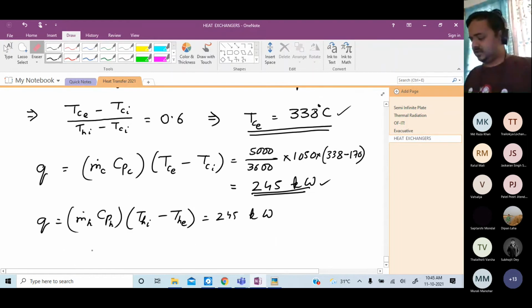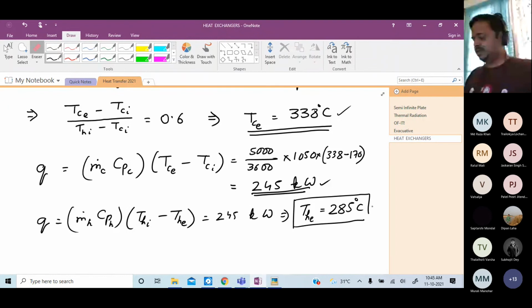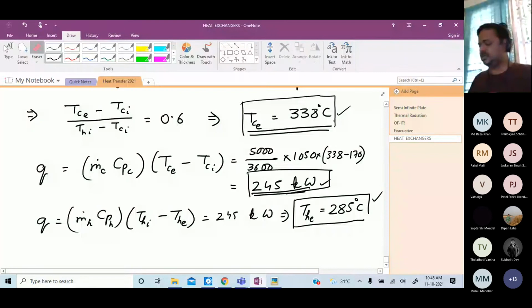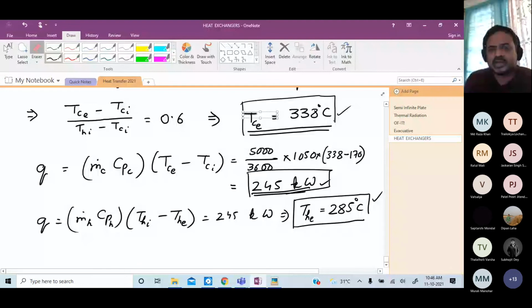So this implies THE turns out to be 285 degrees. Okay, these are my 3 answers. I could have calculated THE other way also. I mean, I could have gone by the ratio of the temperature drops or temperature differences. So you understand how to solve this problem using the epsilon NTU method.